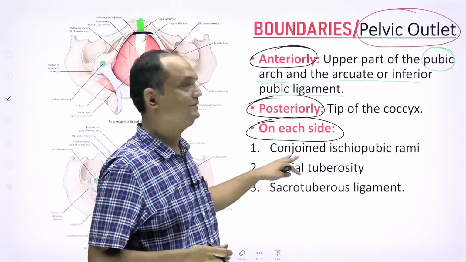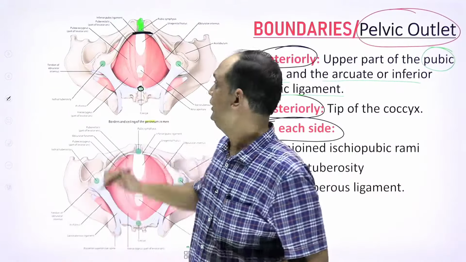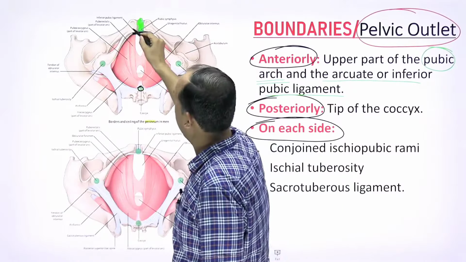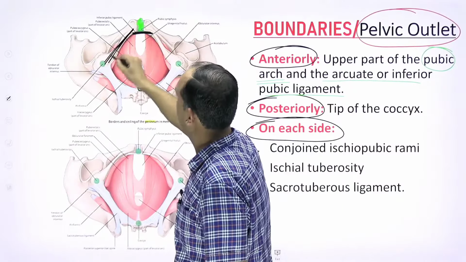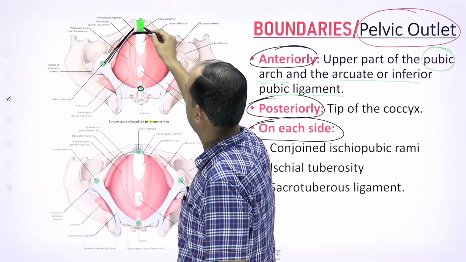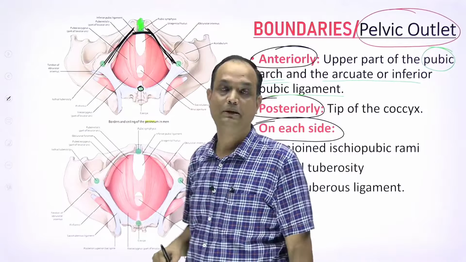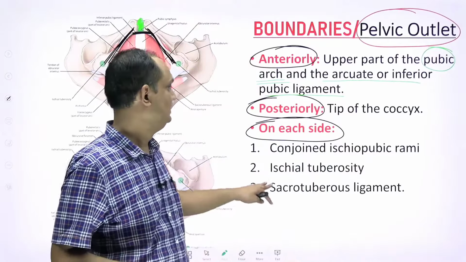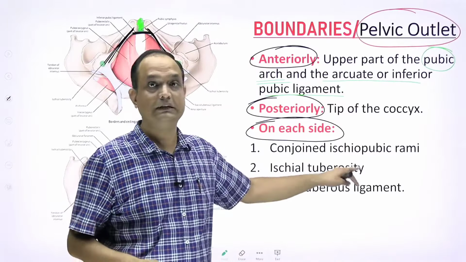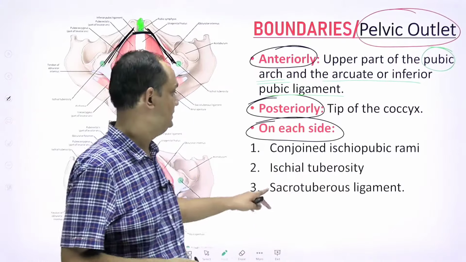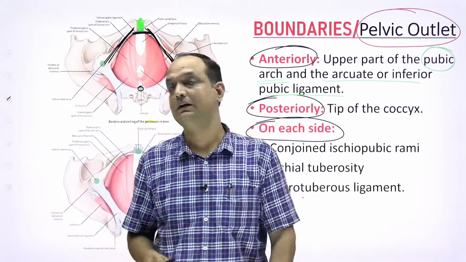The lateral boundaries are formed by the conjoint ischiopubic rami anteriorly. So anteriorly you will have the two rami which come from the pubis and go to the ischial tuberosity, so they are known as the conjoint ischiopubic rami. And you will have the ischial tuberosity itself, with the connection of the tuberosity to the sacrum known as the sacrotuberous ligament.